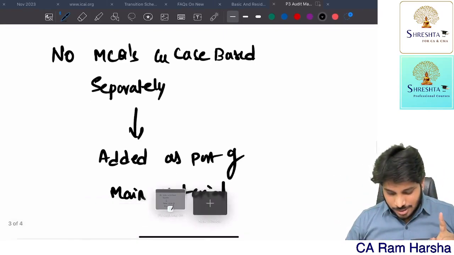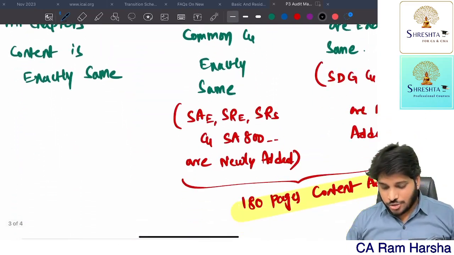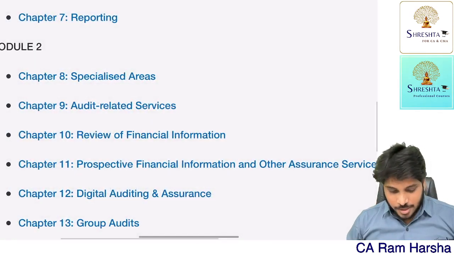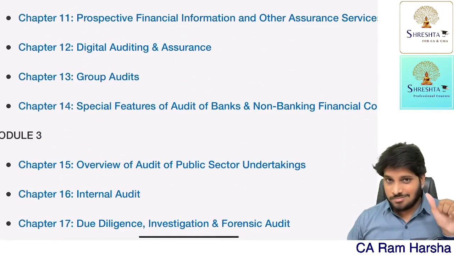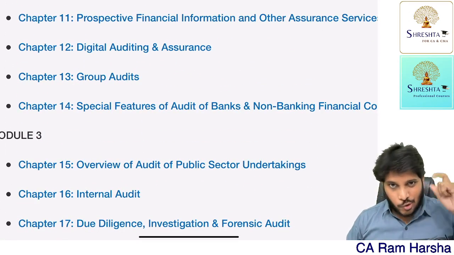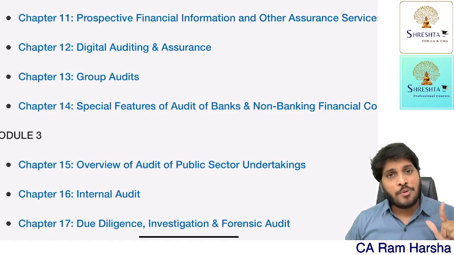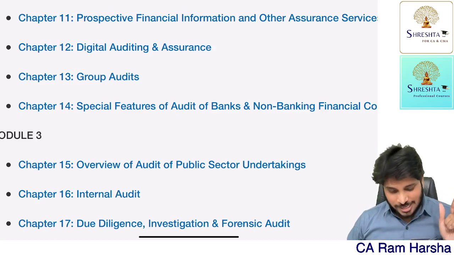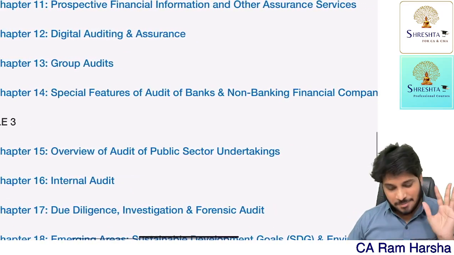Now, in module 2, if you observe module 2, just a minute. For digital audit, just case scenarios were added to the automated environment chapter. Group audits, it's nothing but CFS audit. Case scenarios and MCQs were added. Audit of banks and NBFC, same logic.